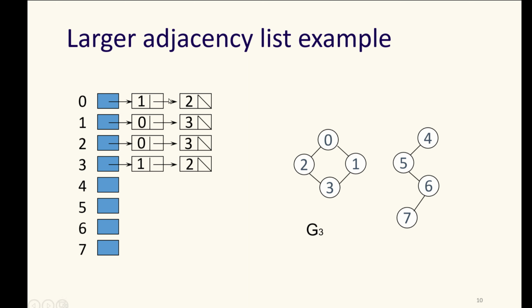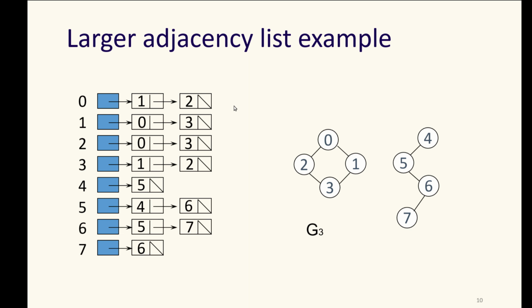So we can see that 0 is connected to 1 and 2, and so on for 1, 2, 3. They're connected to each other, not as fully connected as the previous example. And then 4, 5, 6, 7. 4 connects to 5. 5 connects to both 4 and 6, and so on through here.